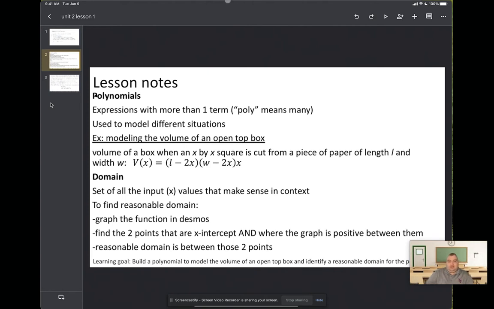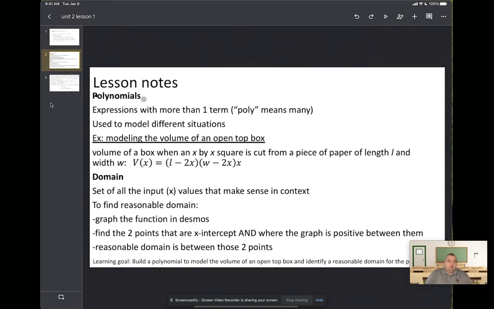This prefix, poly, means many. So any expression that has more than one term is known as a polynomial. So there's different types of polynomials. We could have a binomial with bi meaning two. We could have a trinomial with tri meaning three terms, so on and so forth. But I just lump all of those together into one expression called a polynomial.